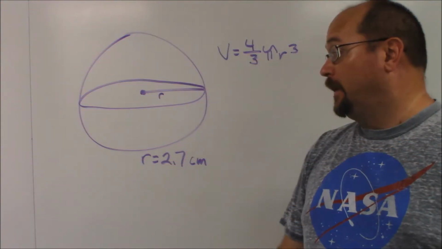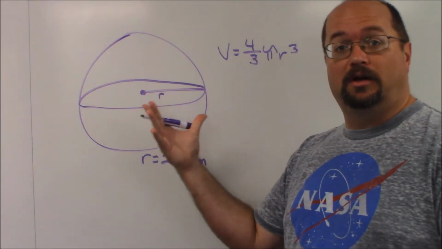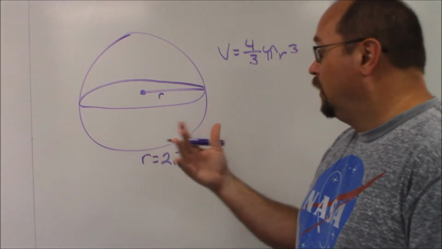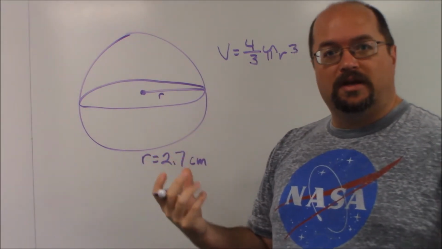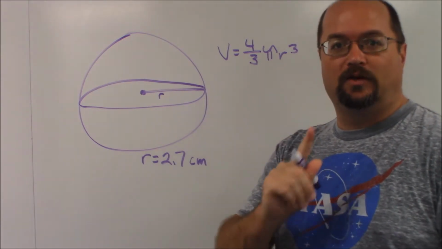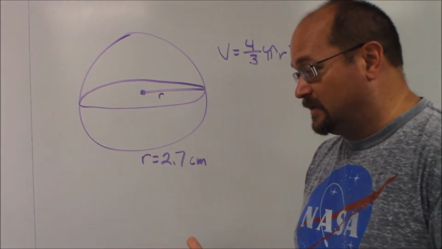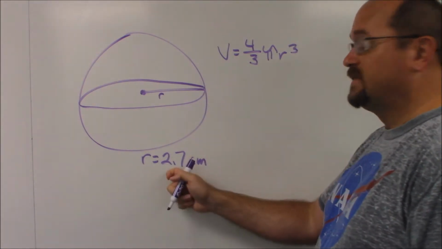All right, so for this problem, again, we're finding the volume. In this case, though, we're finding the volume of a sphere. So spheres are, in some ways, the easiest, in some ways the most challenging. They're the easiest because you actually only need one value to find the volume, and that's your radius. And we're directly given the radius in this case of 2.7 centimeters.